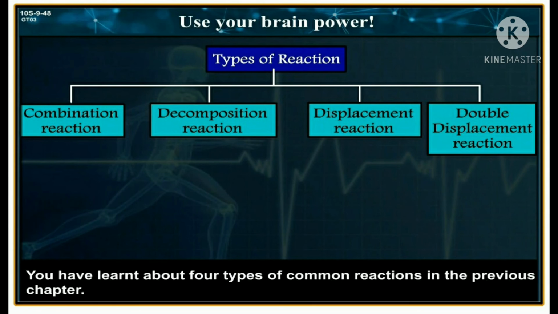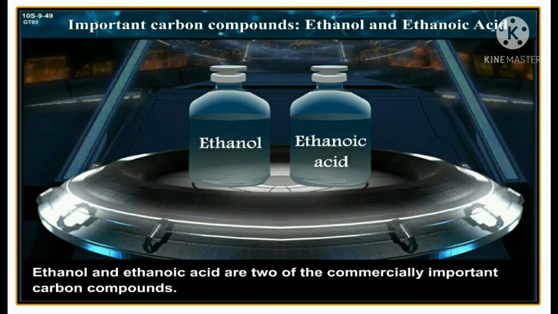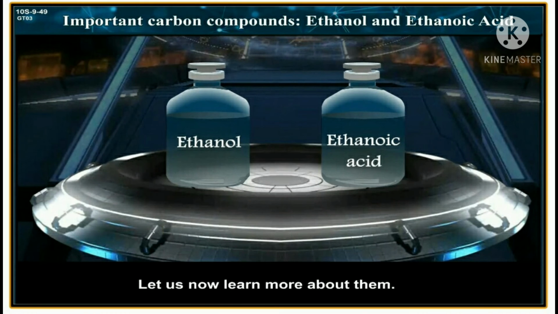We have learnt about four types of common reactions in the previous chapter, that is combination reaction, decomposition reaction, displacement reaction and double displacement reaction. Now we will discuss important carbon compounds, ethanol and ethanoic acid. Ethanol and ethanoic acid are two of the commercially important carbon compounds. Let us now learn more about them.